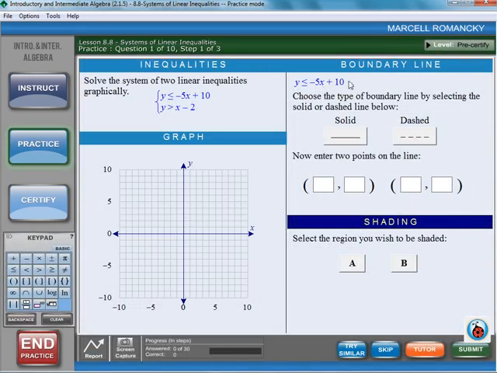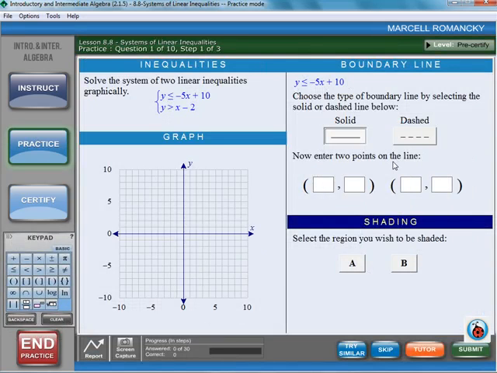One is, of course, dealing with the very first equation in here, and it asks you, is it going to be a solid line or dotted, or dashed? It's going to be solid, so we're going to click on solid. Then it says enter 2 points on the line. Oh, so what in the world does that mean? Well, if I go back, let me write those two down on my piece of paper over here.